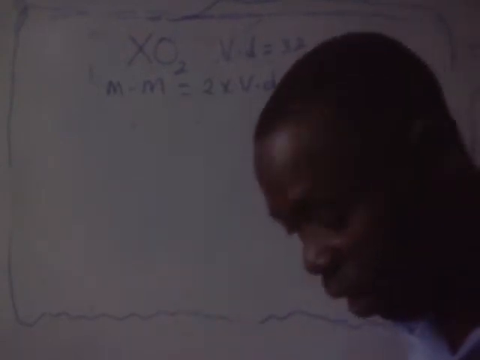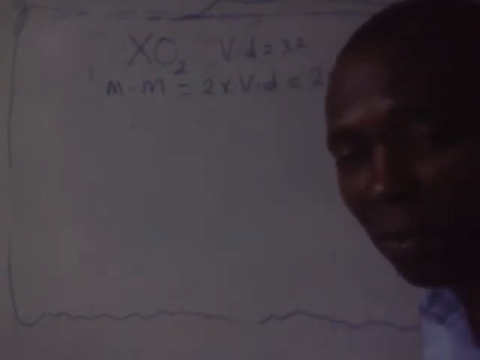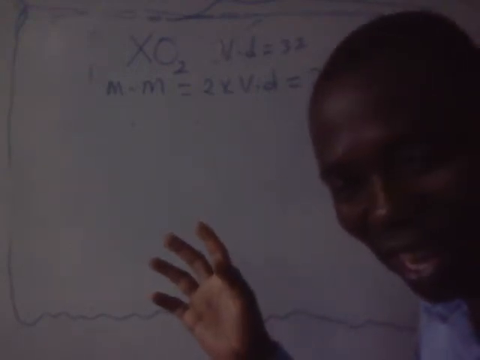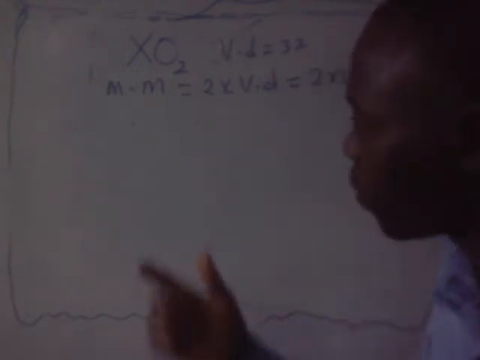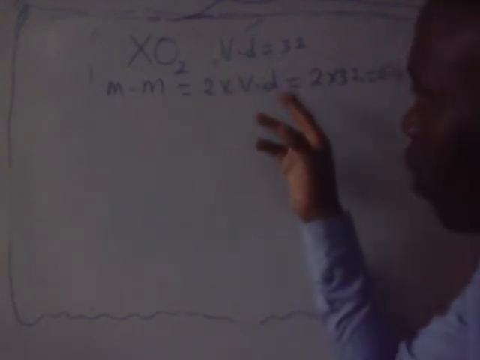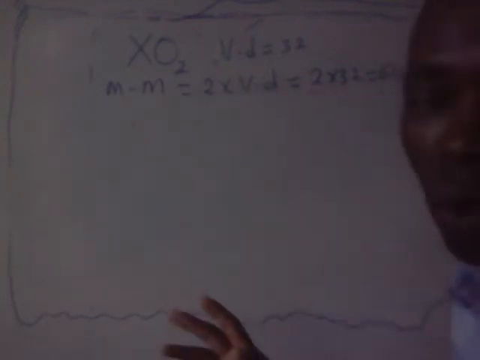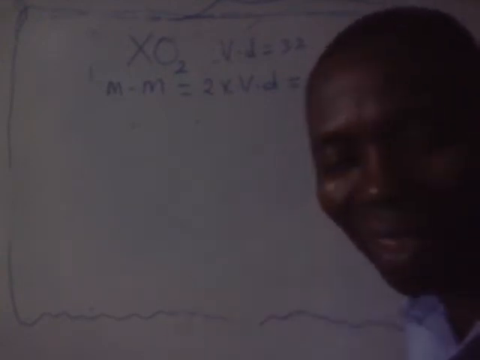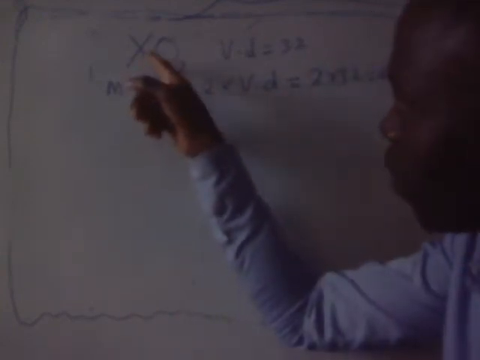But 64 is not the correct answer. When you look at the options, 64 is one of them. If you choose that, that's 0 for you, so you must understand the concept. Molecular mass equals 2 times vapor density, so 2 times 32 is 64. That's the molecular mass, but we need the atomic mass of X.